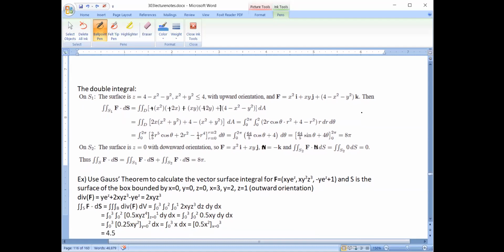So notice how we're being asked to do a vector surface integral over a closed surface because it's the boundary of a solid. Gauss's theorem gives us a way just to do this as a triple integral, and the triple integral winds up being very, very simple and straightforward.